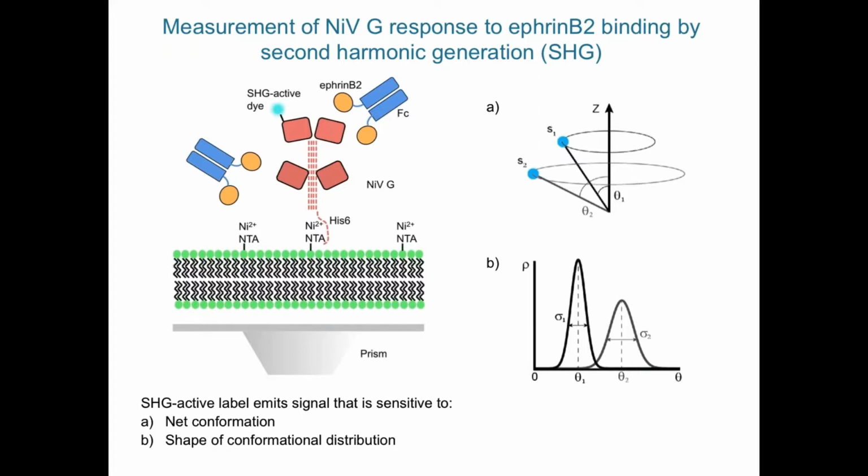The SHG signal is sensitive to both changes in the net orientation of the dye relative to the surface normal and to the shape and width of the conformational distribution that may occur due to changes in protein dynamics. Therefore, two aspects of ligand-induced change are detected by this technique.